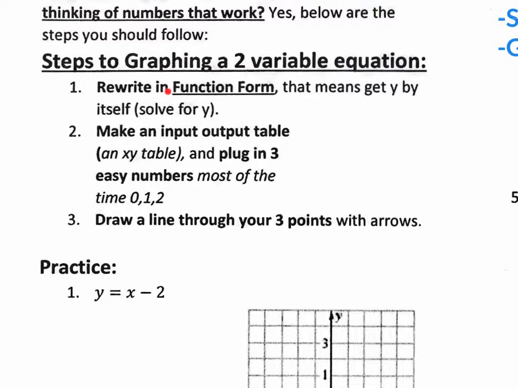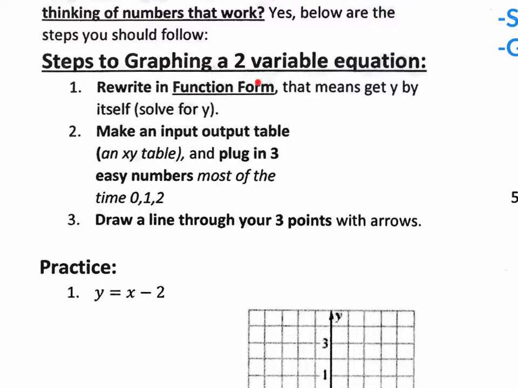Step one is to rewrite it in function form. Now, we've never seen this word before. We need to memorize the definition. What is function form? The word form means the appearance, the way it looks, right? If you fill out a form, usually it's organized. It says name, address, date. A form is organized the way it looks, the organization of it.